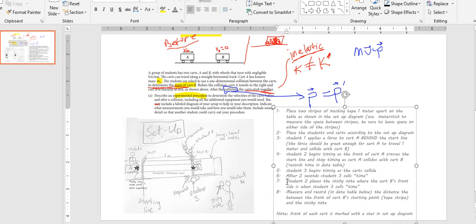Student 2, see I made a mistake right here. Student 4 places the sticky note where cart B's front side is, I should probably put located, when student 3 calls time. Measure and record in the data table below the distance between the front of cart B's starting point and the sticky note.